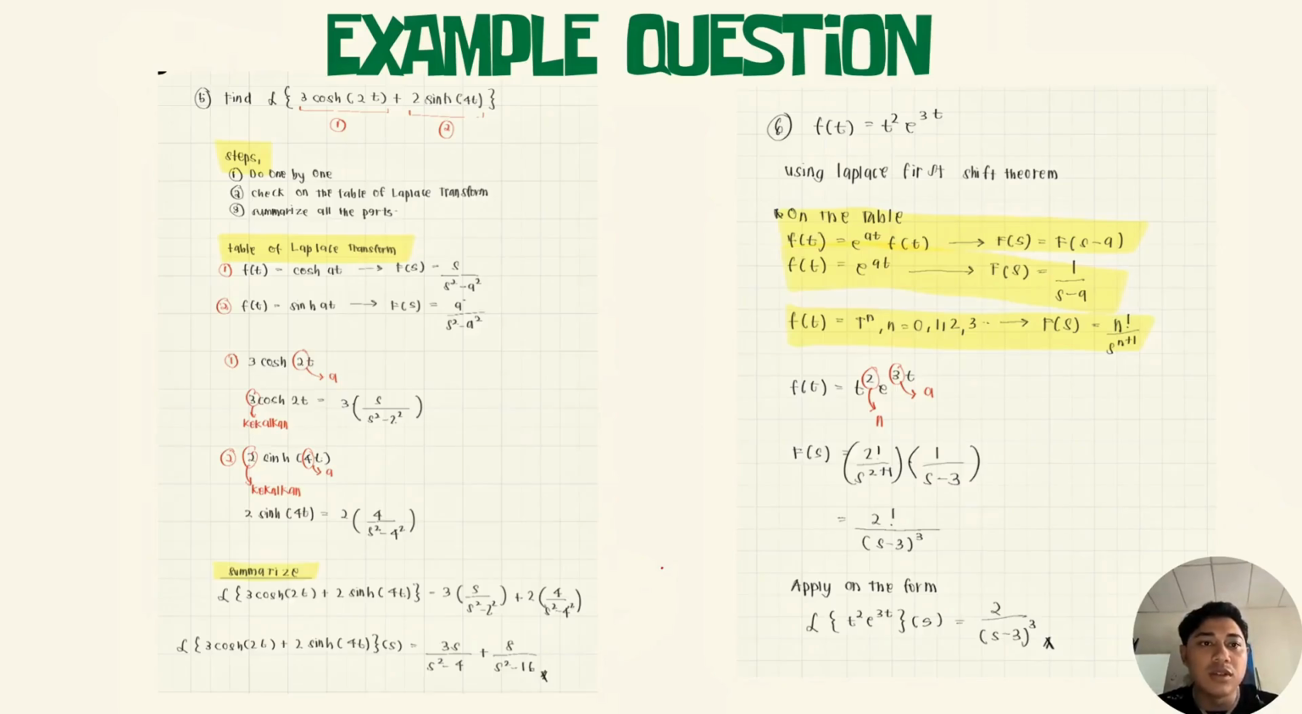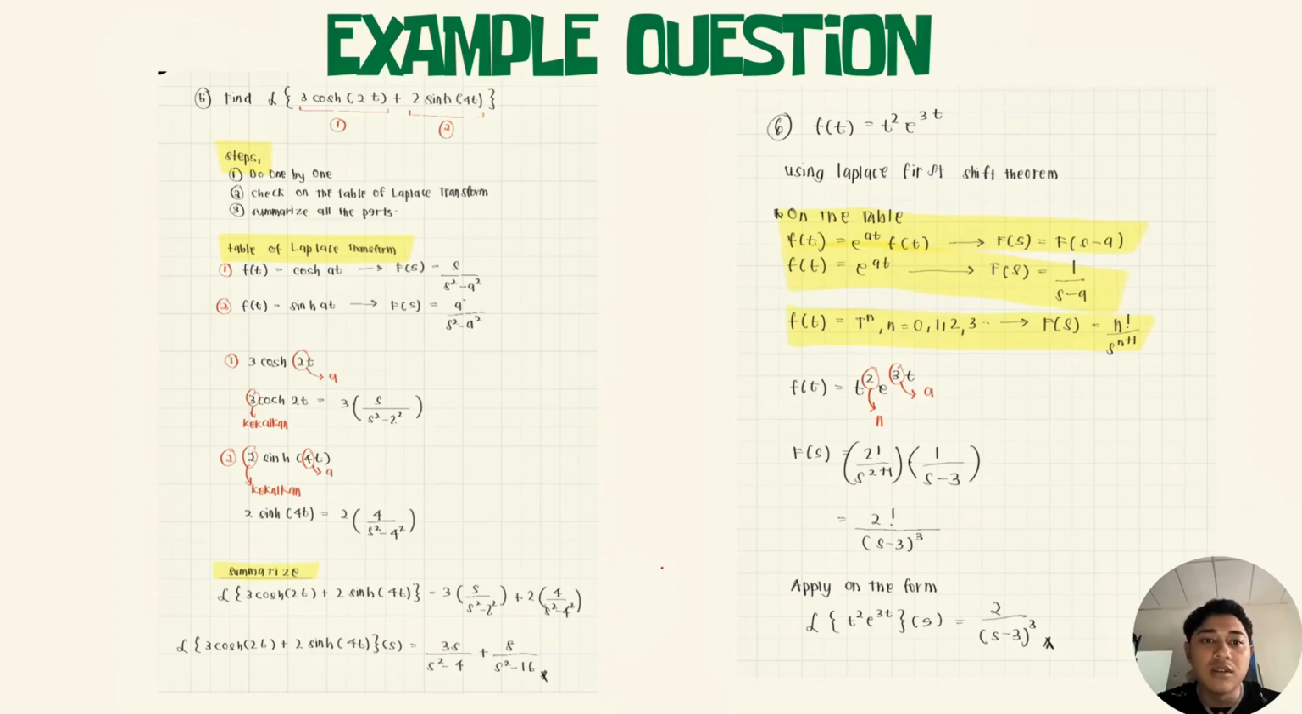Next, we go to the hard equation, which is question 5. The question is to find the Laplace transform of 3 cosh t plus 2 sinh 4t. For this equation, we can arrange the steps. First, do one by one. Second, check the table of the Laplace transform. Third, summarize all the parts. First, do one by one. We can separate the equation, so 3 cosh t in part one and 2 sinh 4t in part two.